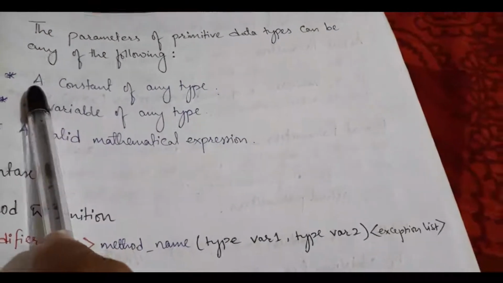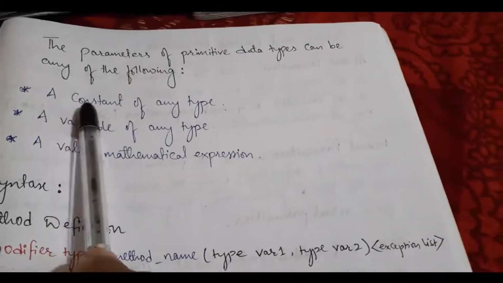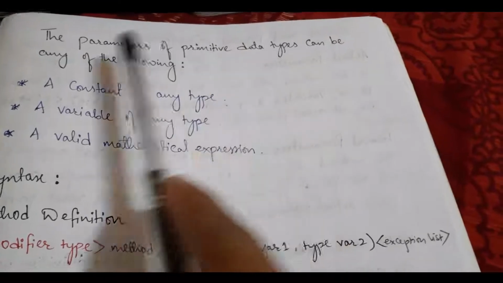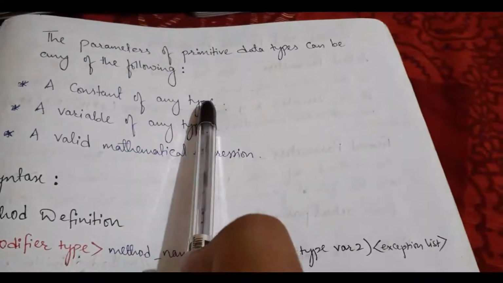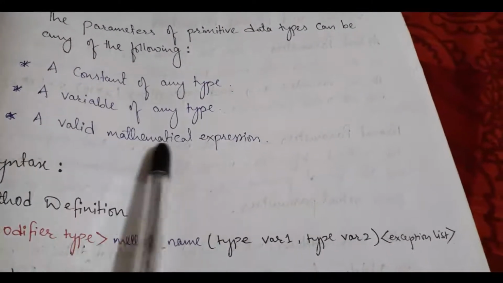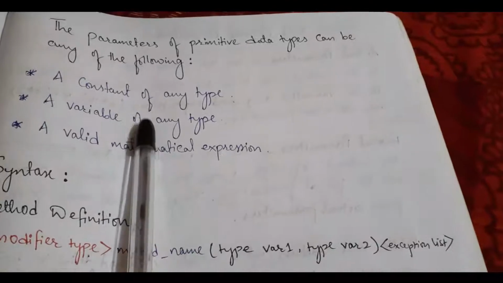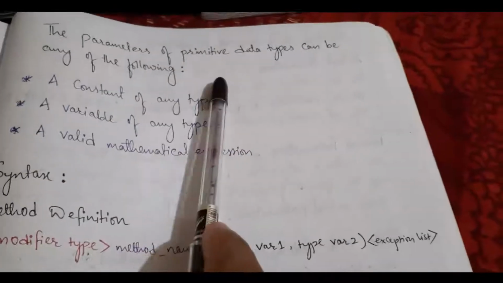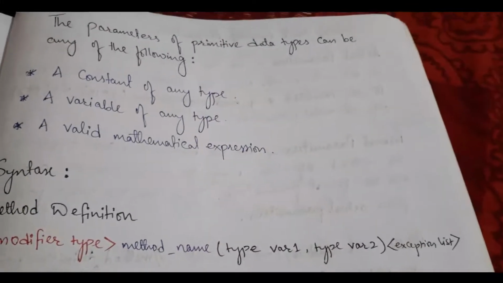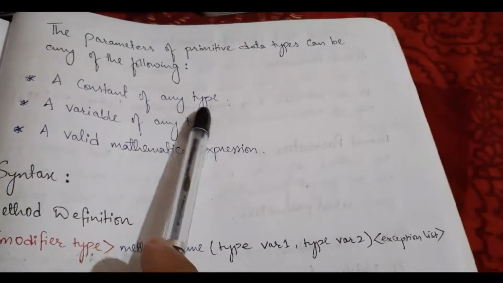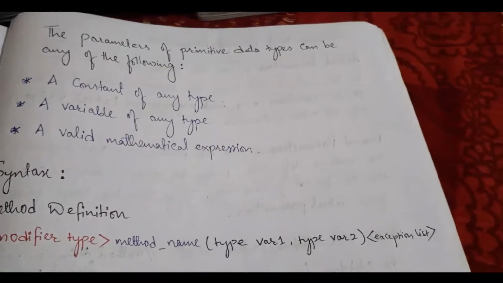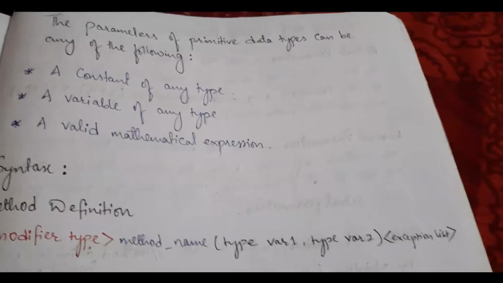So the first one is a primitive data type or constant of any type. When we are including the primitive form argument, it can be a constant of any type. Second is a variable of any type and a valid mathematical expression. So these are the different forms of arguments from this primitive data type which can be included in the programming. So remember, we can include the constant of any type, variable of any type, and valid mathematical expression also can be included in the programming.